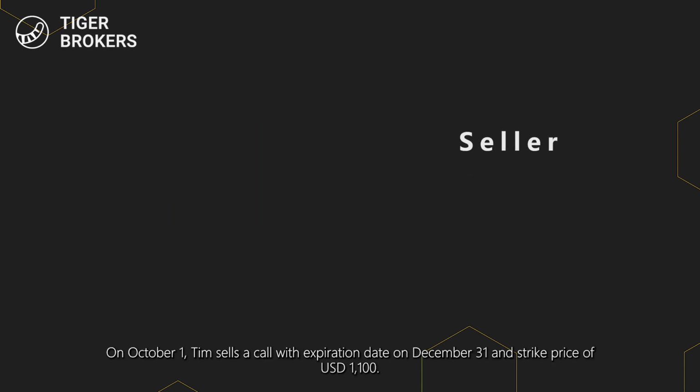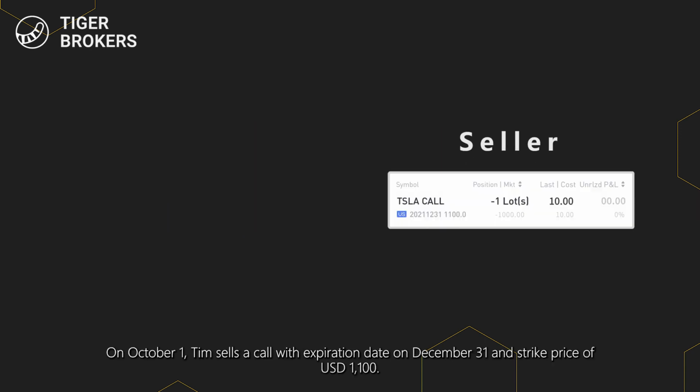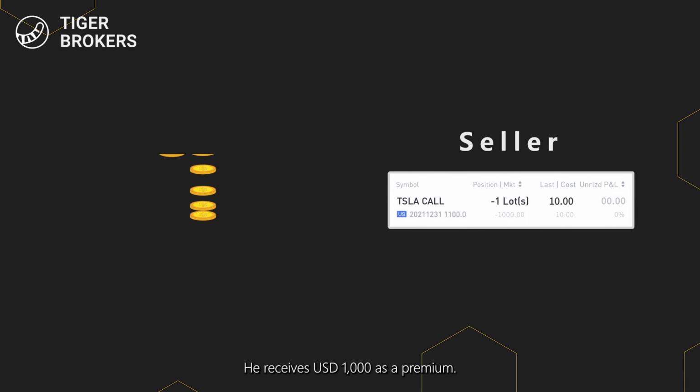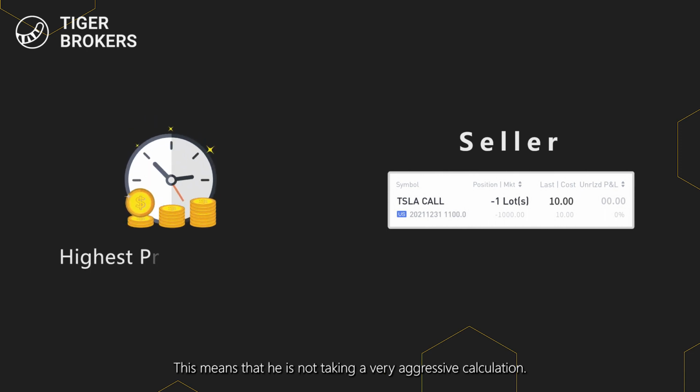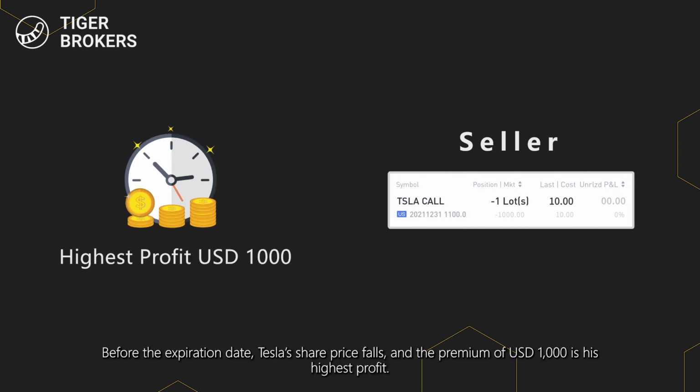On October 1st, Tim sells a call with expiration date on December 31st and strike price of $1,100. He receives $1,000 as a premium. This means that he is not taking a very aggressive calculation. Before the expiration date, Tesla's share price falls, and the premium of $1,000 is his highest profit.